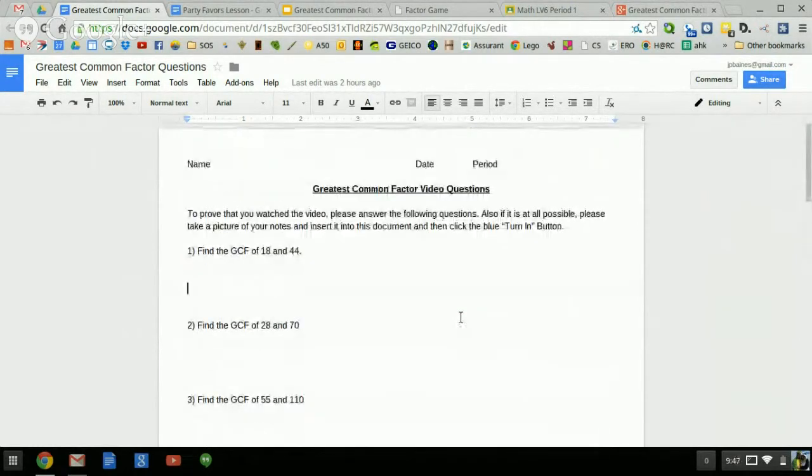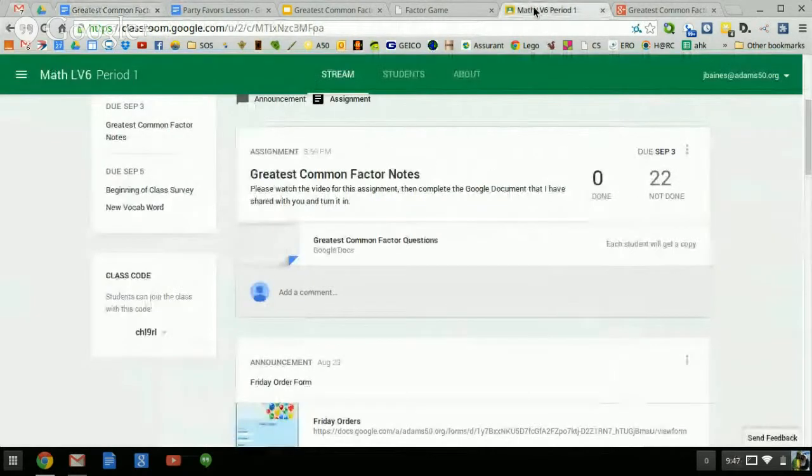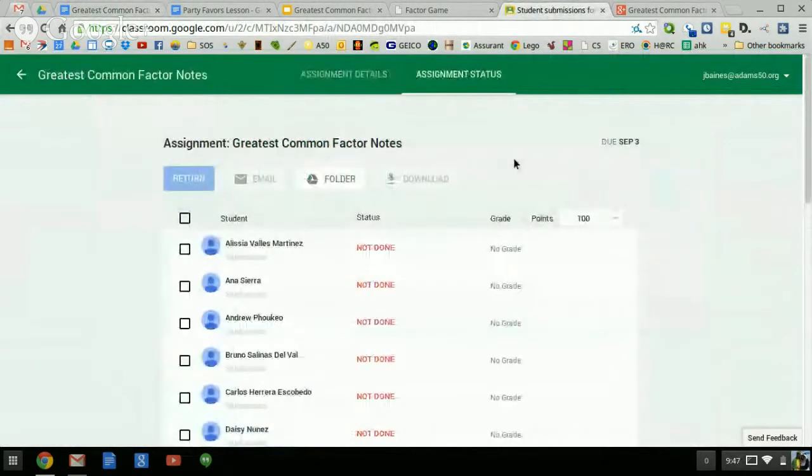After you're finished with that, and you're all done with this page, click here. And you'll click in here. Instead of this, you will see a page that has a blue turn-in button. Click the blue turn-in button, and you're done.